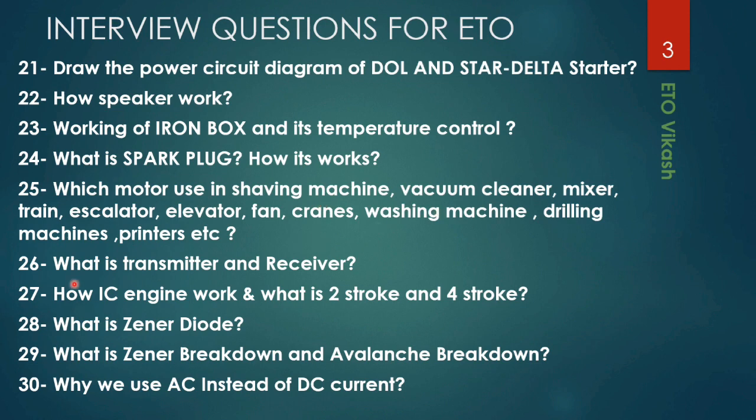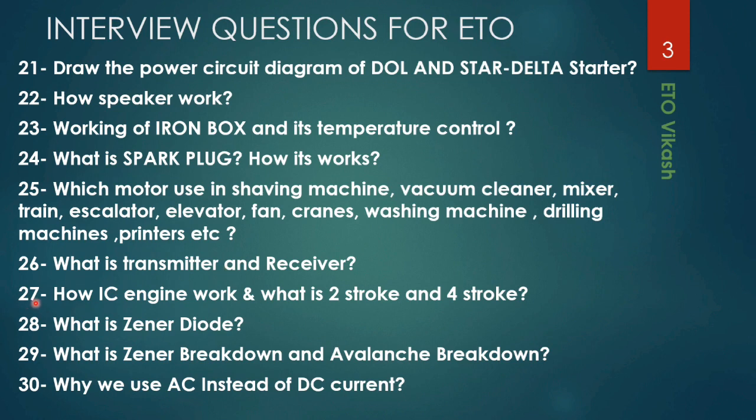What is a transmitter and receiver? A transmitter is used to transmit the signal and a receiver is used to receive the signal, like we have seen in the TV remote. In the remote there will be one transmitter, and in the TV you see one receiver. Because of this, while pressing the TV remote, we change our channel or increase or decrease the volume on the TV. So this question may also come: how does a TV remote work? You can see this on Google.